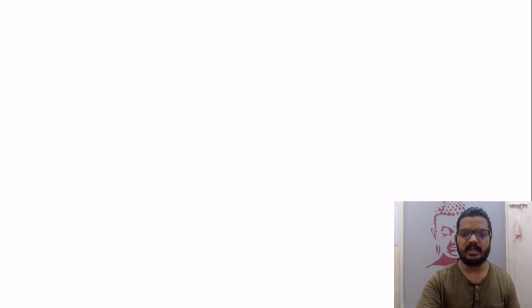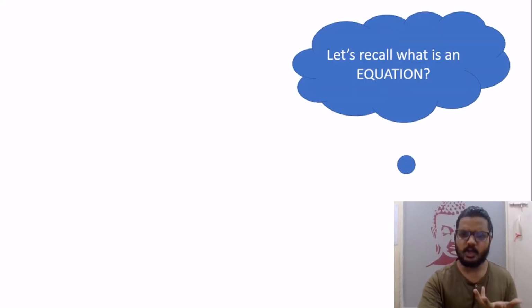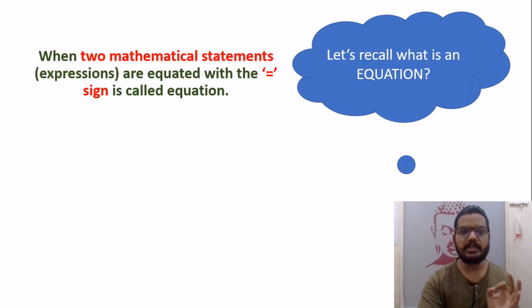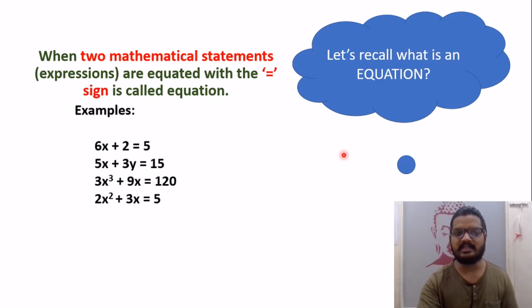So students, let's move further and quickly recall what we mean by an equation. An equation is nothing but two mathematical statements which are equated or kept together with the help of an equal sign. So if there is an equal sign, that means it's an equation. Students, what if there is no equal sign? That's correct, that means it's an expression. Let's take a few examples to understand it better.